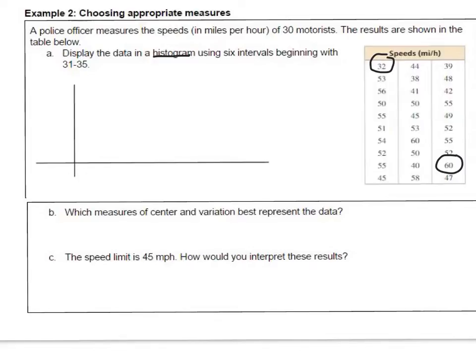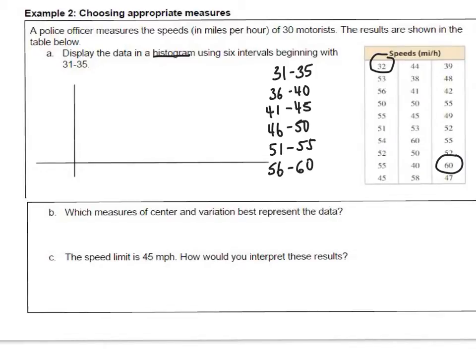So instead of starting at 30, I'm going to go 31 to 35 miles per hour. Then I'll go 36 to 40 miles per hour. 41 to 45 miles per hour. 46 to 50, 51 to 55, and lastly 56 to 60. Okay, so these values represent the speeds. I'm sorry it's overlapping there. And what I'm then going to do is look at the frequency.